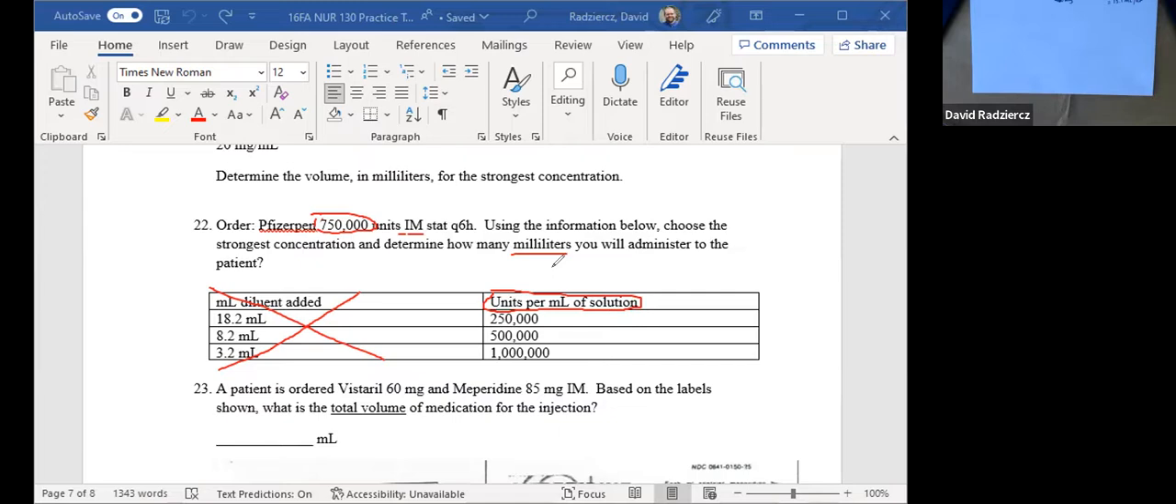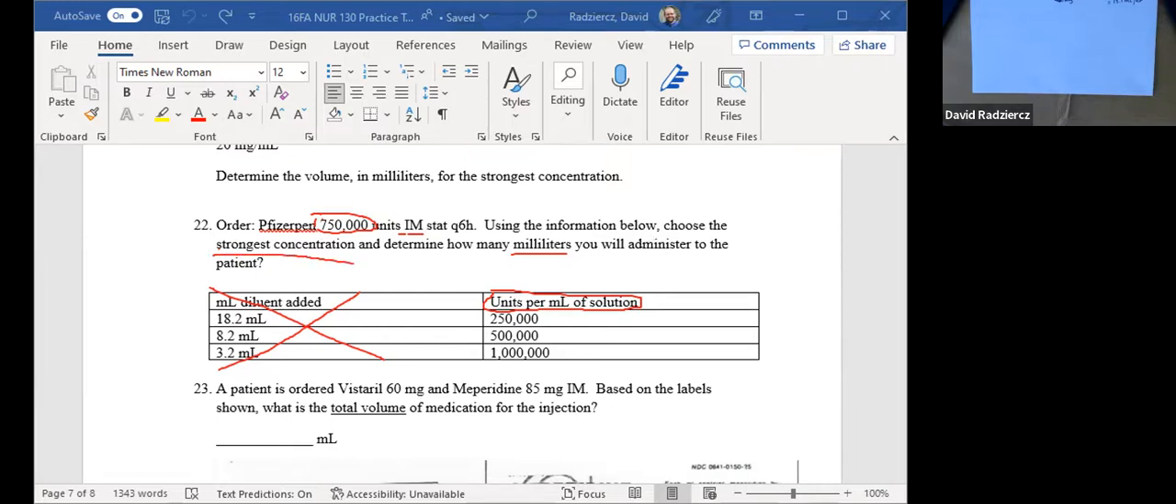Now, we can't inject capsules or inject powder. It has to be in a fluid state in order for it to be injected via intramuscular, subcutaneous, or intravenous routes. And so if you ever see that, just remember that. So it tells you to choose the strongest concentration, and so we look at our options. We have 250,000 units per milliliter, 500,000 units per milliliter, and then 1 million units per milliliter. So the strongest would be the 1 million. And the reason I know to choose that is because it tells me to choose the strongest concentration.